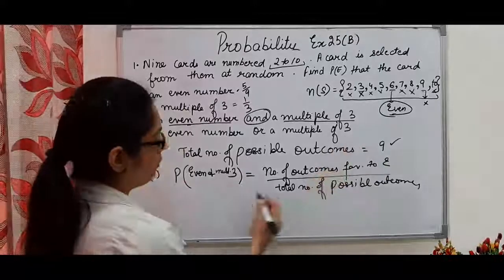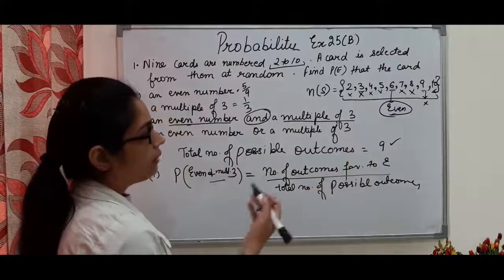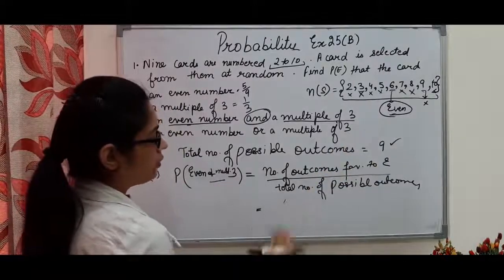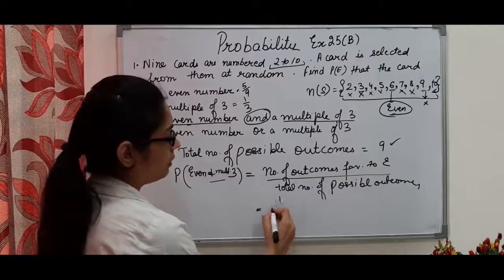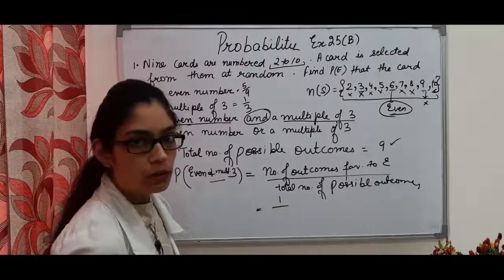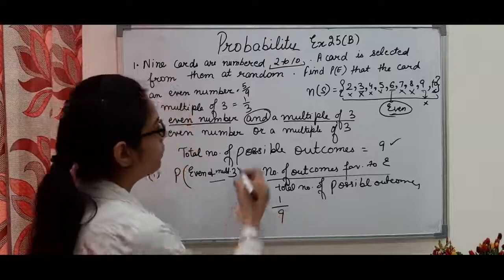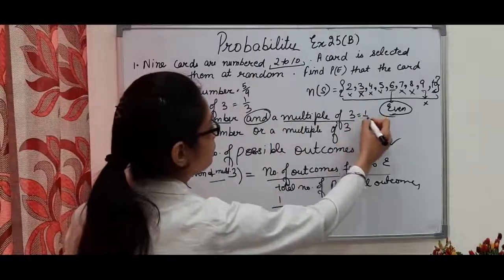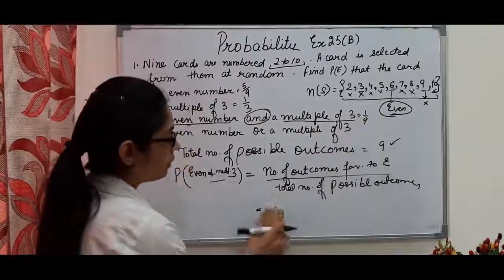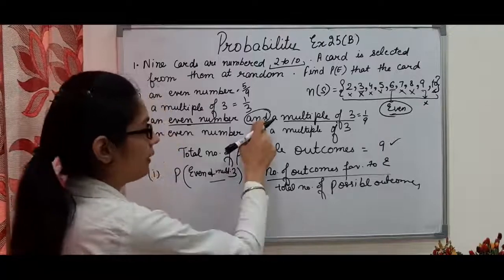So let's write it down. A multiple of 3 and even number is 6. So which means only one number is there and total number of possible outcomes is 9. So it will be 1 by 9. Now we will be more clear about the concept of AND.